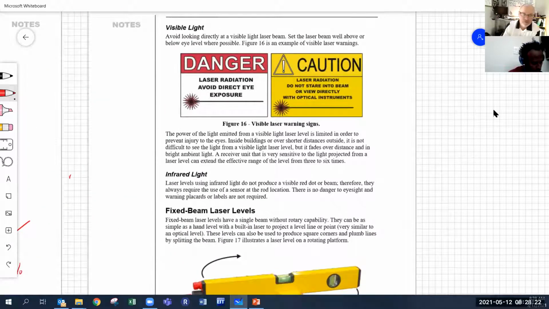Now, danger, caution. Okay, if you're setting these up, put them below eye level where possible, this laser level. You don't want people to walk around and have it at like 5'7" right in my eyes. That wouldn't be good. You're going to want to set it lower or well above eye level. Like put it at 7 feet tall or put it at 3 feet tall. Okay, so we just want to prevent any accidental shots in the eye with the laser, because this is not good. Okay, any questions?